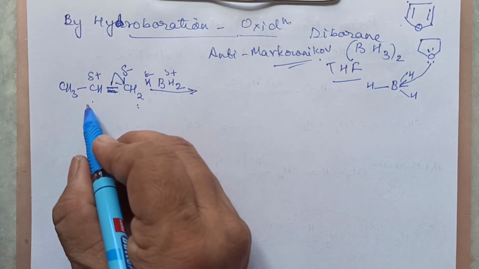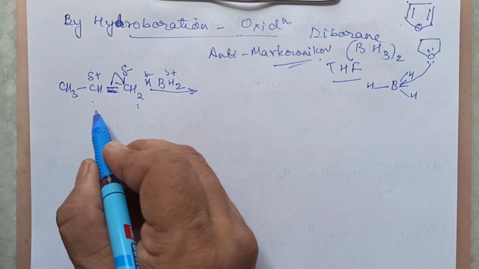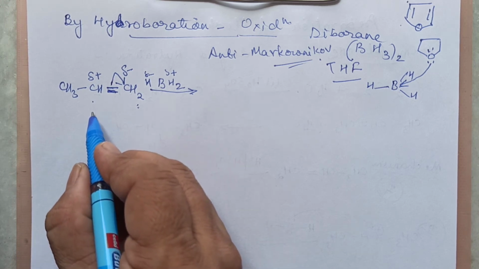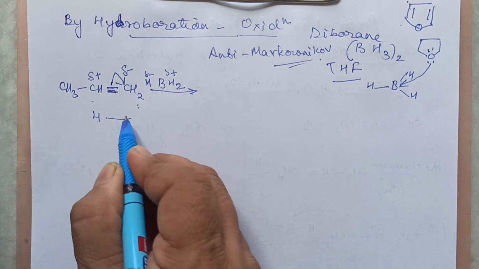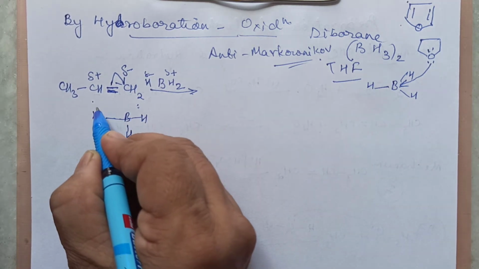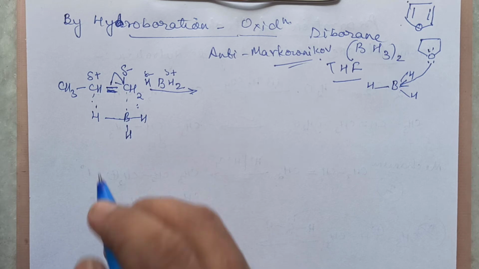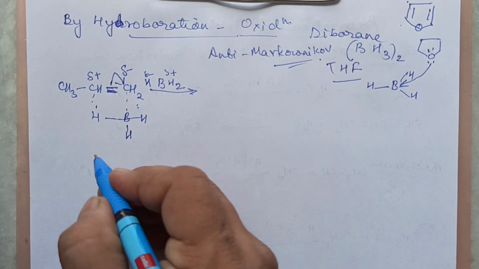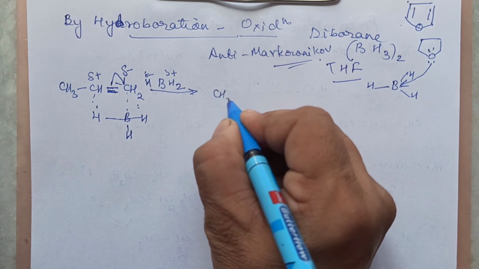So when H adds here and BH2, it actually forms a transition state. A ring-like structure is formed. It's something like this, H and this dotted BH2. This will add here, this one will add here, and you will get a ring-like structure. So every time this will add on as HBH2. So when this adds here, what do you get?